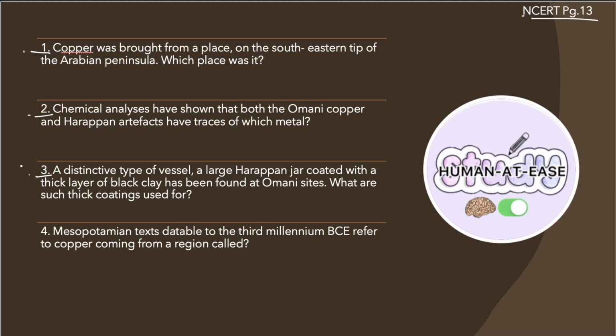Question number 3. A distinctive type of vessel, a large Harappan jar coated with a thick layer of black clay, has been found at Omani sites. What are such thick coatings used for? Question number 4. Mesopotamian texts datable to the 3rd millennium BCE refer to copper coming from a region called?